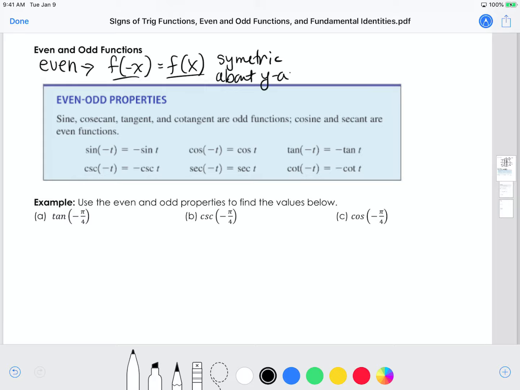about the y-axis, meaning if your coordinate plane was a piece of paper and you folded it over on your y-axis, it would look like a mirror image on either side of that fold.